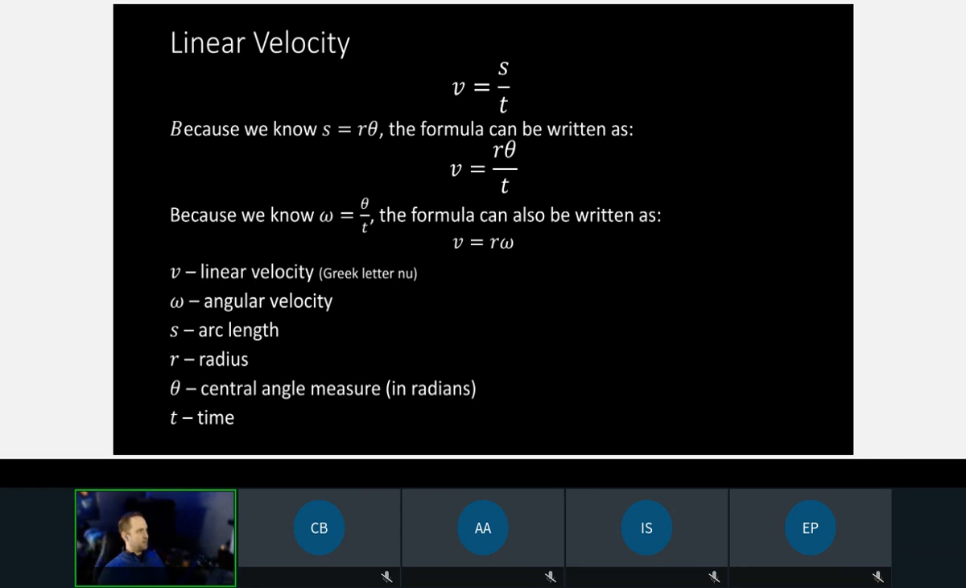All right. So formulas for velocity. So you have the pointer out here. Three choices.